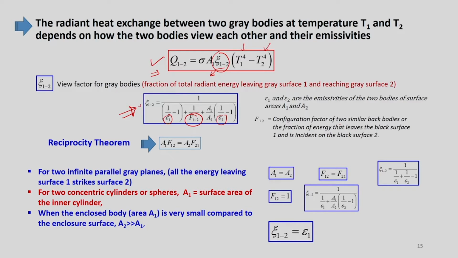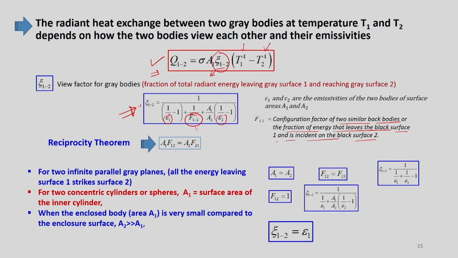Of two similar black bodies, or the fraction of energy that leaves the black surface 1 and is incident on the black surface 2. This can also be calculated by using the reciprocity theorem, which is nothing but A1 F1 to 2 equals A2 F2 to 1, means from surface 1 to 2, then from surface 2 to 1. How will this radiation exchange take place?